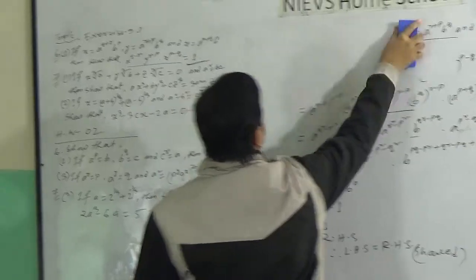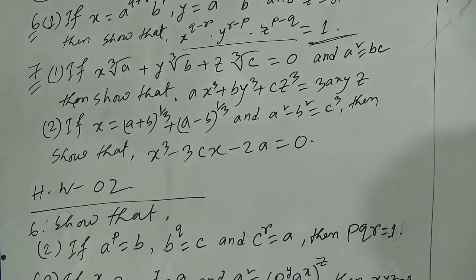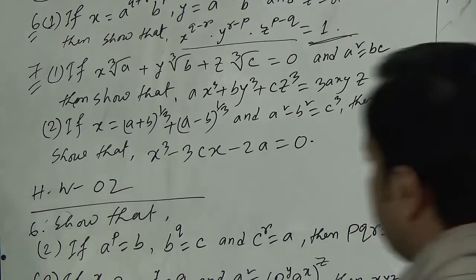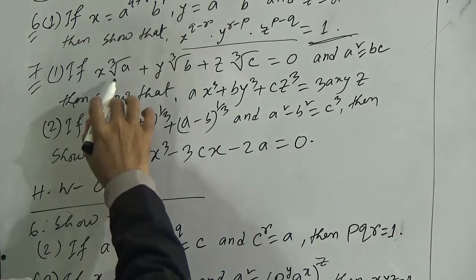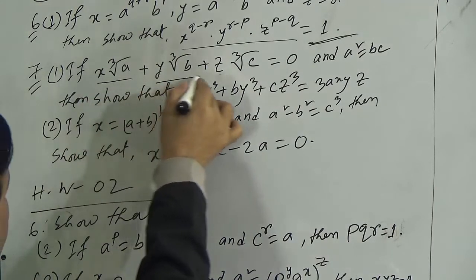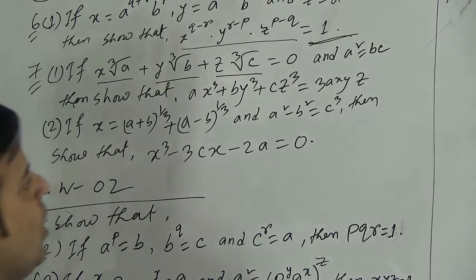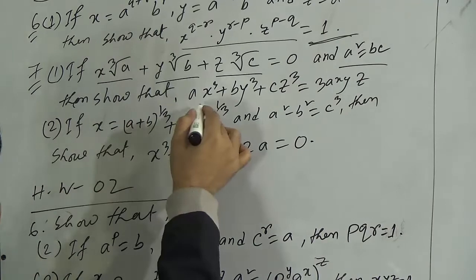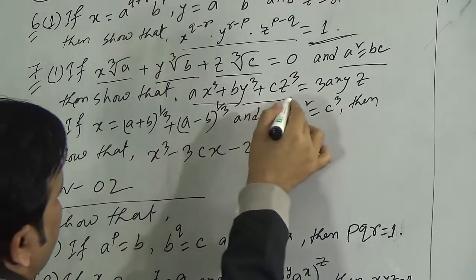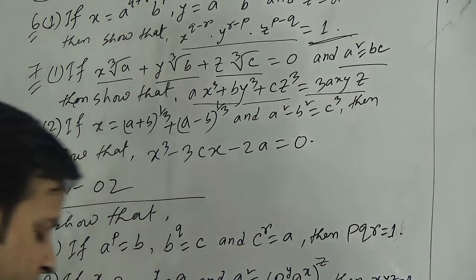Now see, 7.1. If x into cube root a plus y into cube root b plus z into cube root c is equal to 0 and a square equals bc, then show that ax³ plus by³ plus cz³ is equal to 3axyz. We need to show this.